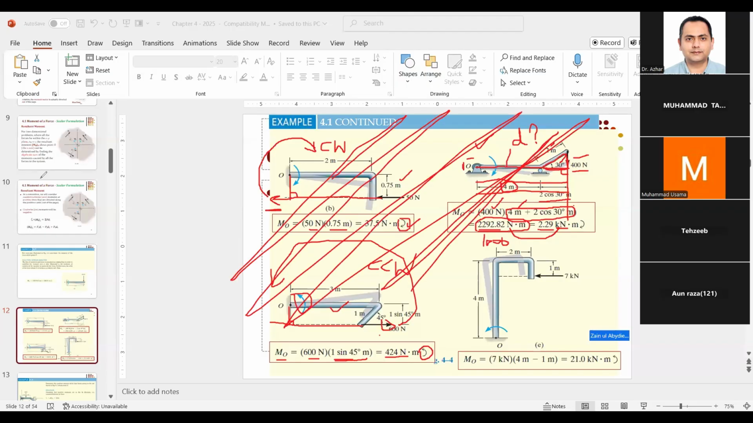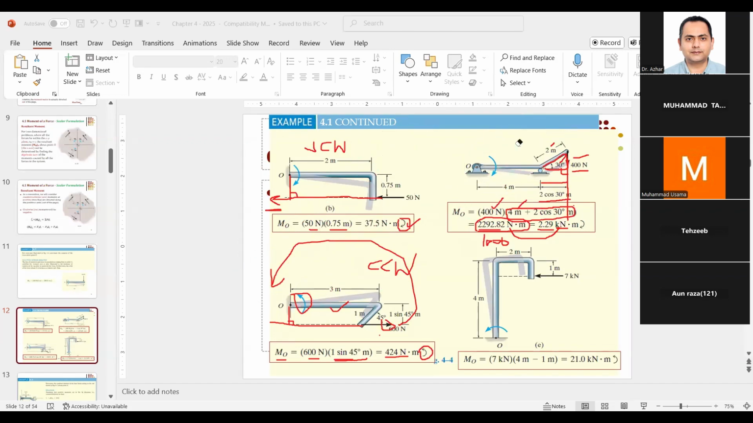And look at the sense. Is it clockwise or counterclockwise? Look at the arrow. The arrow of the force is downwards. So what is this force trying to do? This force is trying to rotate like this about point O, and it is clockwise. Okay, so right here you see clockwise.